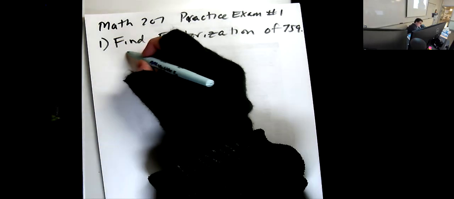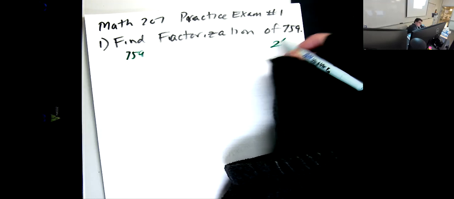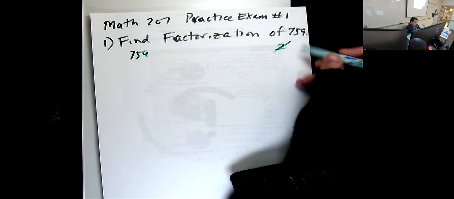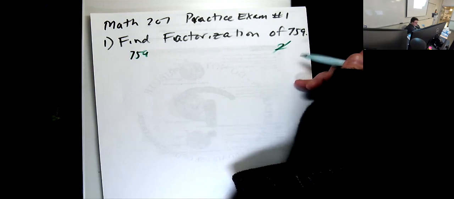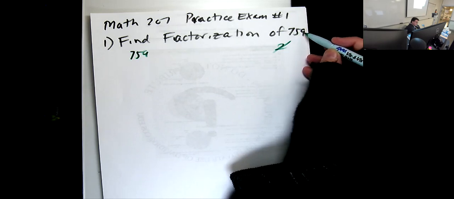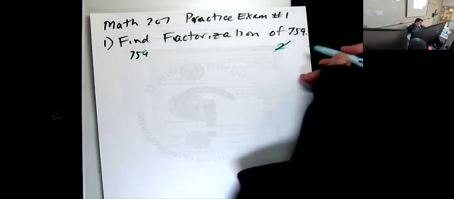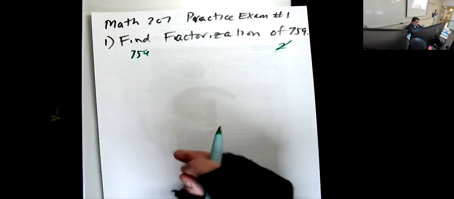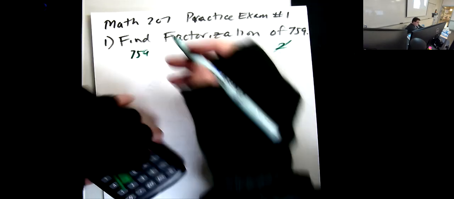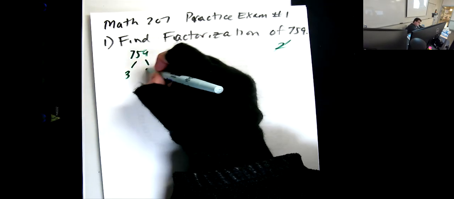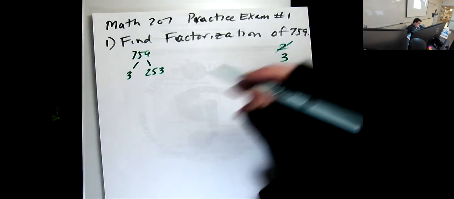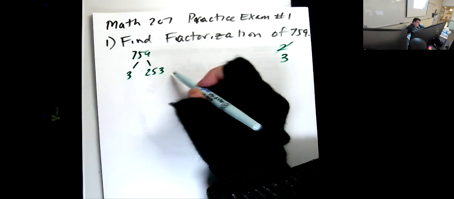759, I know it's not an even number, so 2 is off the list. We can check 3. Does it add up to a number that's divisible by 3? That's the rule for 3s. 7 plus 5 is 12, plus 9 is 21. It is divisible by 3. So we can speed this up a little bit in the calculator by doing 3 times 253. All right, so is this divisible by 3? No, so it's not divisible by 3.